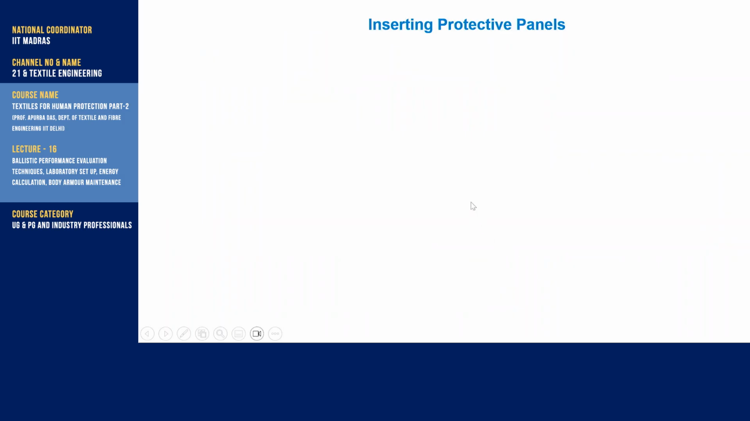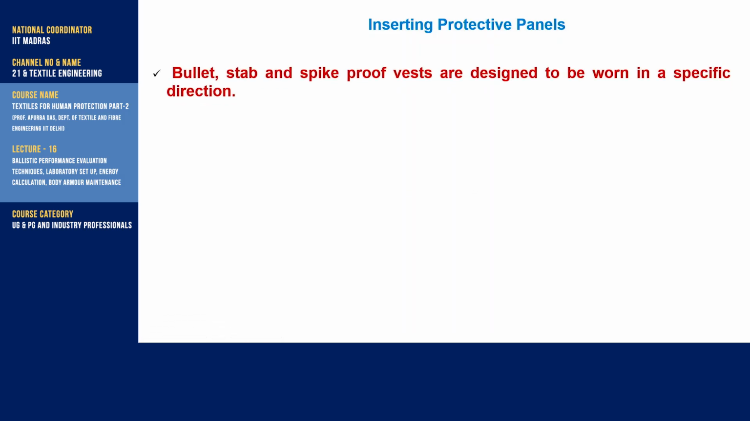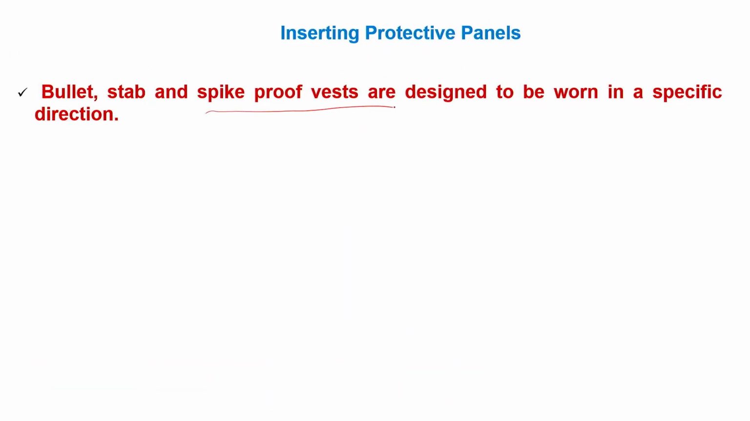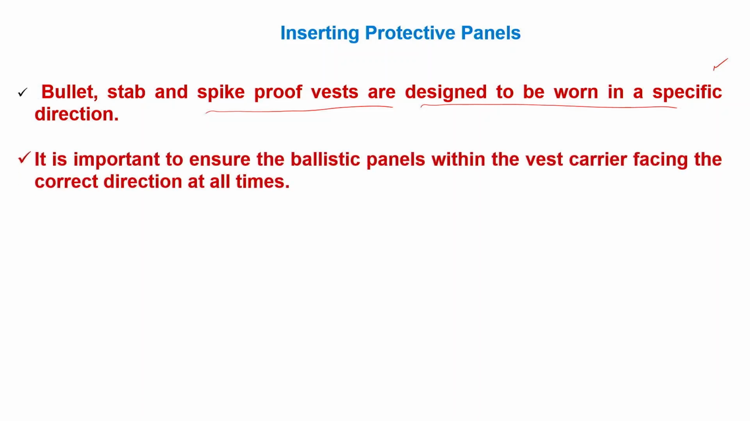Now, there are instructions for inserting the protective panels in the body armor. Bullet, stab, and spike proof vests are designed to be worn in a specific direction, so particular directions are given and we have to follow them strictly. It is important to ensure the ballistic panel within the vest is facing the correct direction at all times.